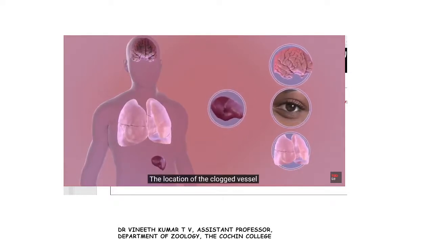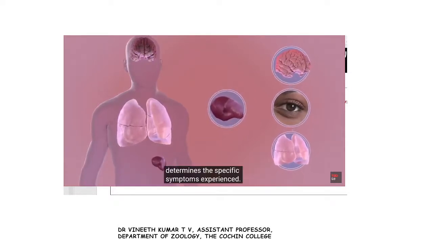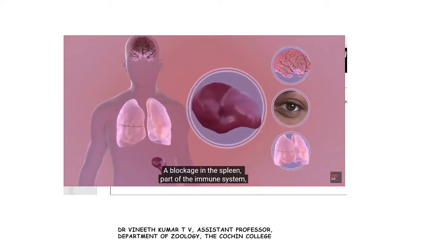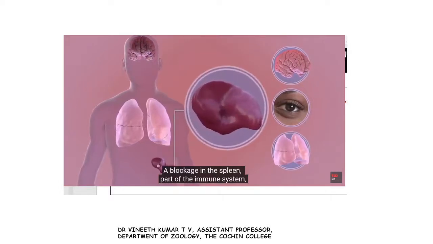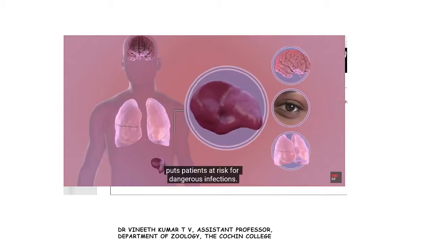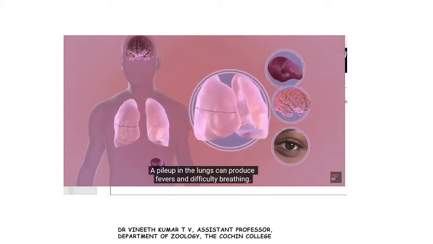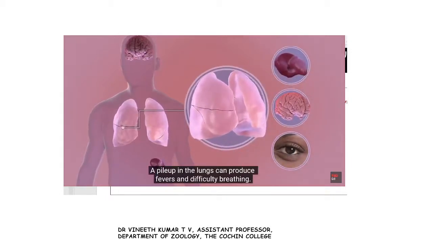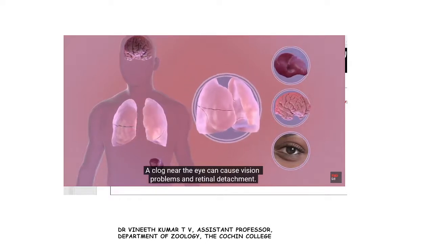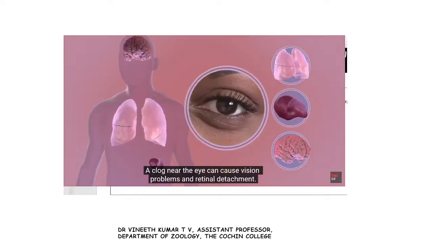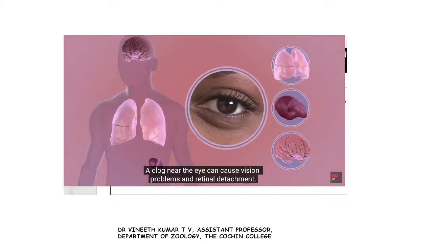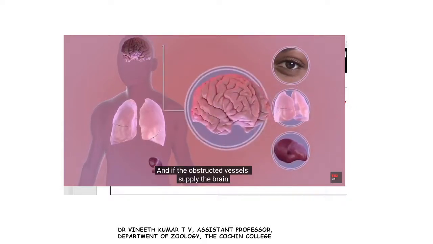The location of the clogged vessel determines the specific symptoms experienced. A blockage in the spleen, part of the immune system, puts patients at risk for dangerous infections. A pileup in the lungs can produce fevers and difficulty breathing. A clog near the eye can cause vision problems and retinal detachment. And if the obstructed vessels supply the brain, the patient could even suffer a stroke.